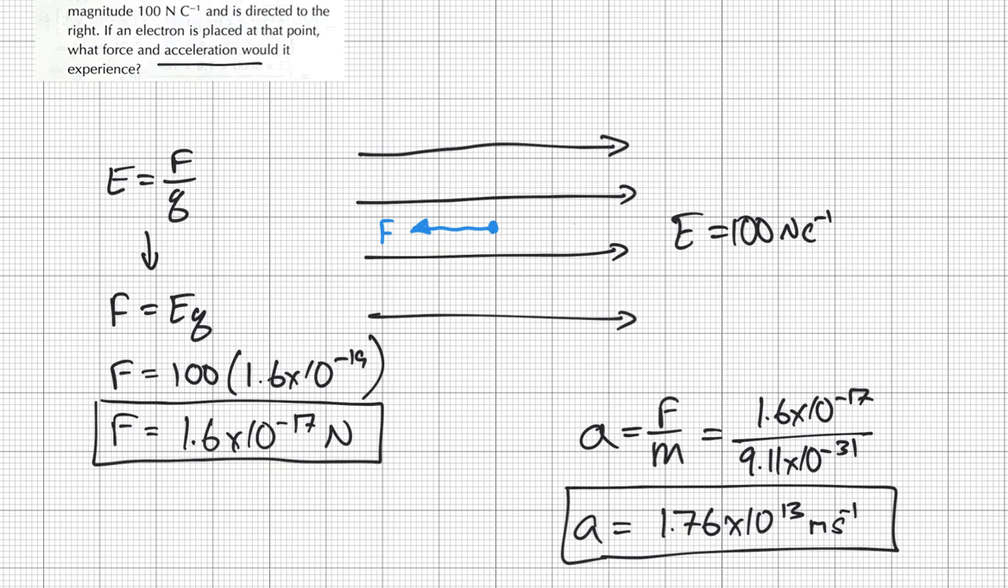All right, so again, this is our magnitude of force. We know that our force is going to point to the left because it's going to point opposite our electric field, and then it's going to accelerate at this rate. If we had a proton here, our force would actually be the exact same magnitude because it's the same field, same charge. However, our force would point in the opposite direction. Our acceleration would actually be much smaller because the mass of the proton is much different.